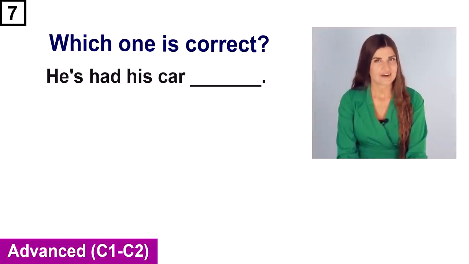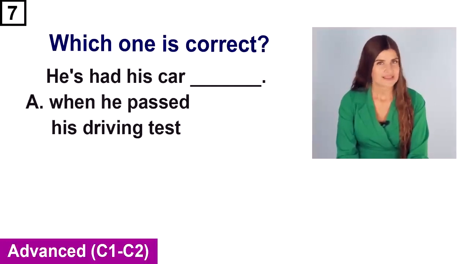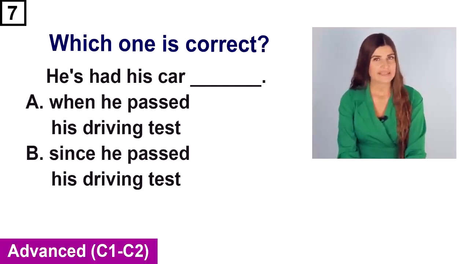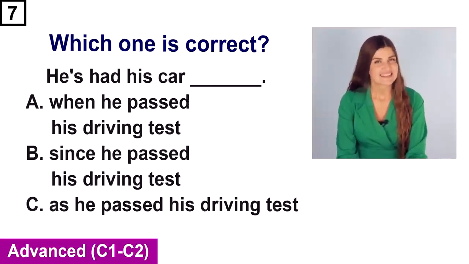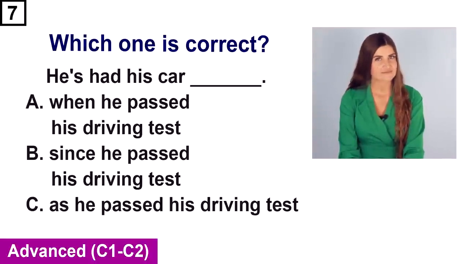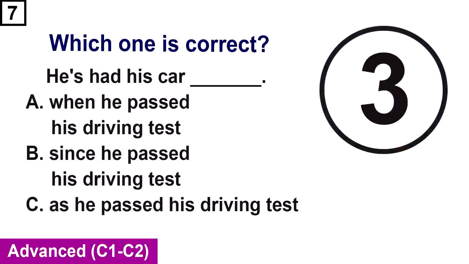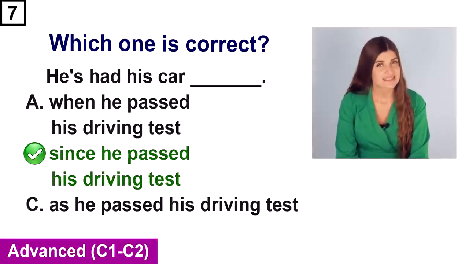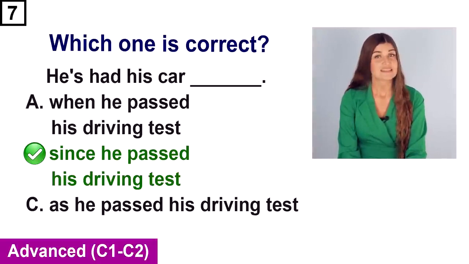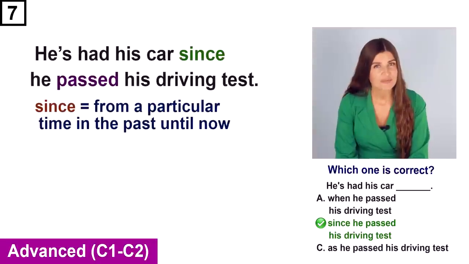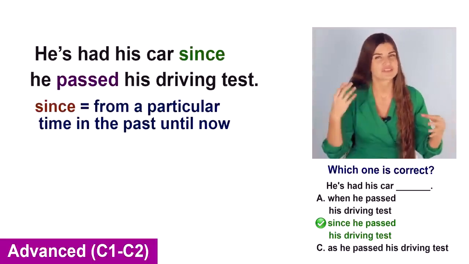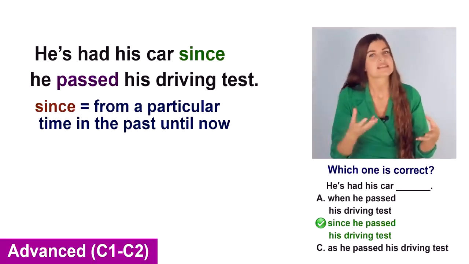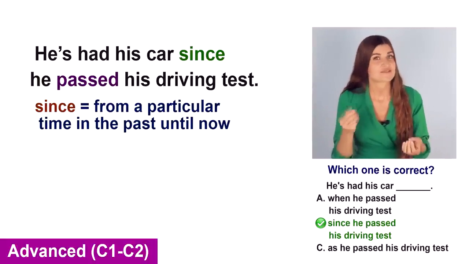The next question. He's had his car, A. when he passed his driving test. B. Since he passed his driving test. C. As he passed his driving test. He's had his car since he passed his driving test. Since is an adverb of time. Here we have the situation where he had his car from a particular time in the past until now. That's why the answer is B.